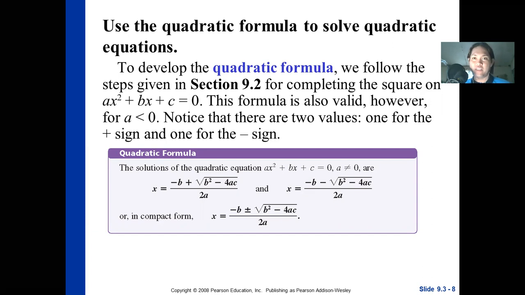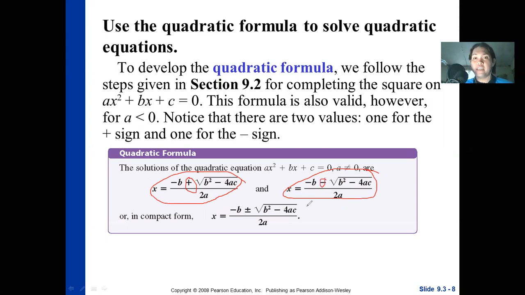Okay, so this formula is also valid. However, for a is less than 0, notice that there are two values, one for the positive sign and one for the negative sign. So meaning to say, the quadratic formula that we have, based on the given ax squared plus bx plus c is equal to 0, where a is not equal to 0, gives two values. Your x sub 1 is plus in here. Your x sub 2 is negative in here.